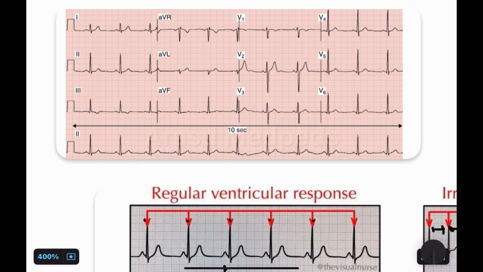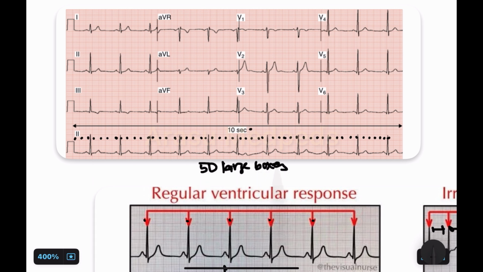See here, this ECG paper has been taken for the duration of 10 seconds. So if we calculate here, the number of large boxes are 1, 2, 3, 4, 5, 6, 7, 8, 9, 10, and so on up to 50. So overall there are 50 large boxes, giving us the number of beats in 10 seconds.